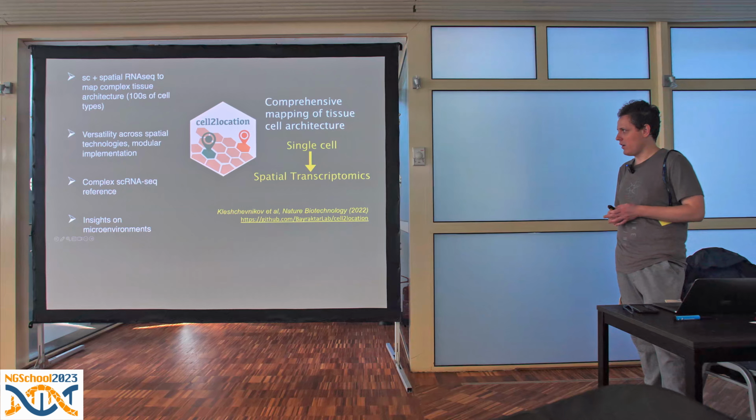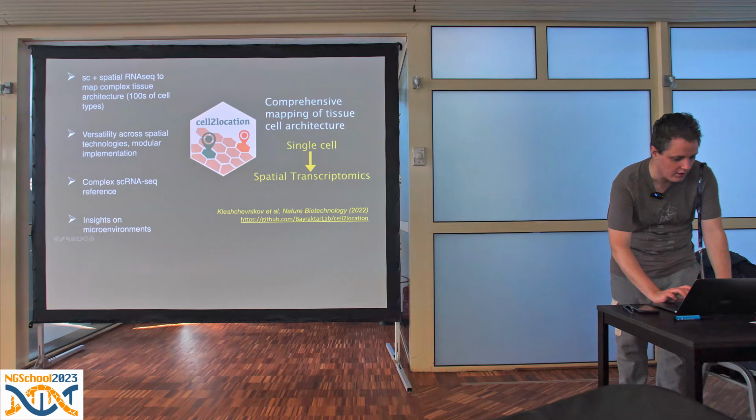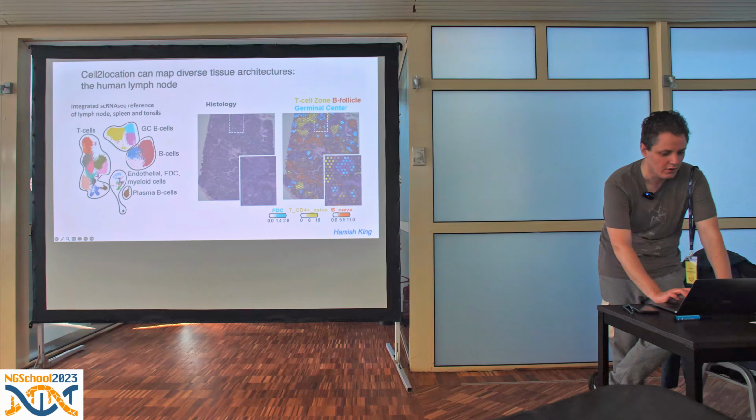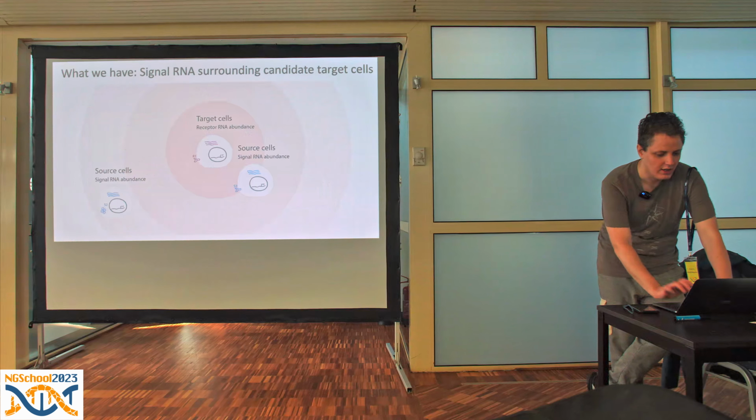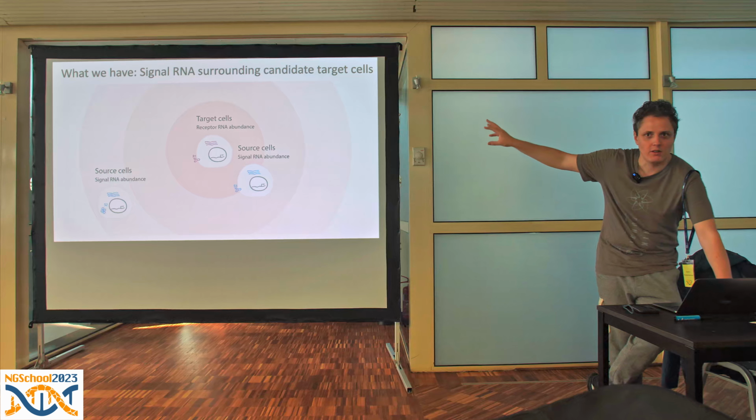So in the tutorial part, what we will look at is mapping of the lymph node tissue, and on top of the factorization analysis, we will try to get at this image. Try to quantify abundances of signals around target cells.